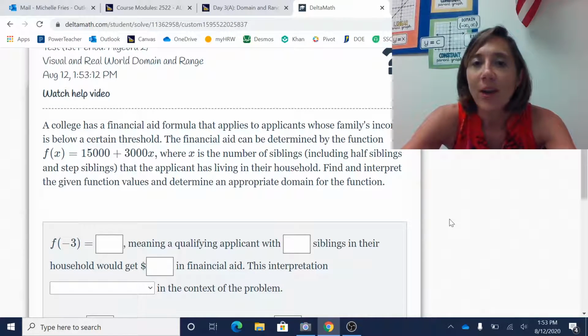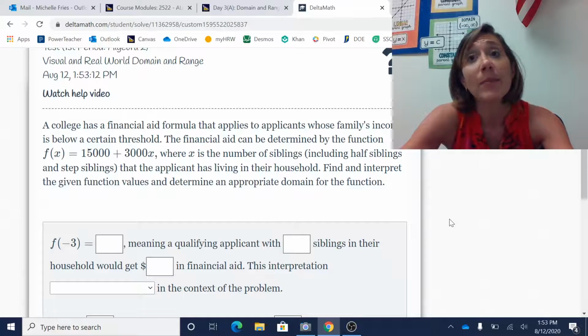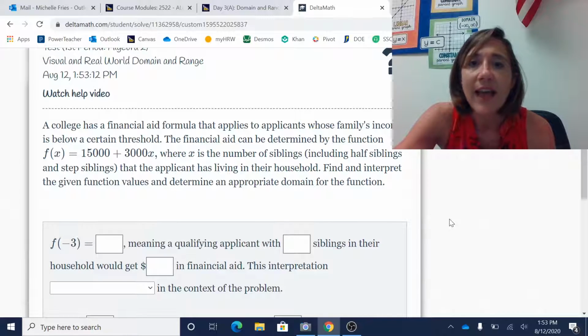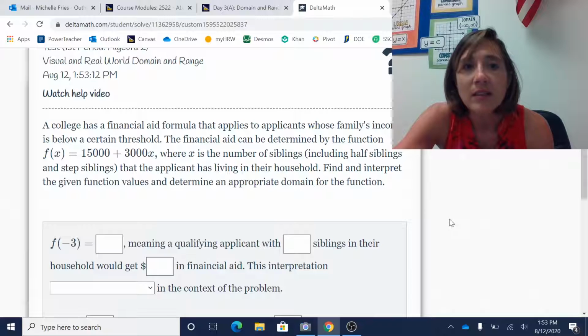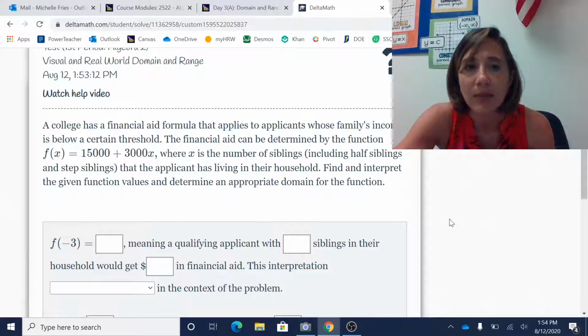Okay, here's the other type of question I want to talk about today. Sometimes our domain, our inputs, or our range, or outputs is limited because of life, because of a real situation. So we have an example of that here. It says that a college has a financial aid formula that applies to applicants whose family income is below a certain threshold. The financial aid can be determined by the function f of x equals 15,000 plus 3,000x, where x is the number of siblings, including half-siblings and step-siblings, that the applicant has living in their household. Find and interpret the given function values and determine an appropriate domain for the function.